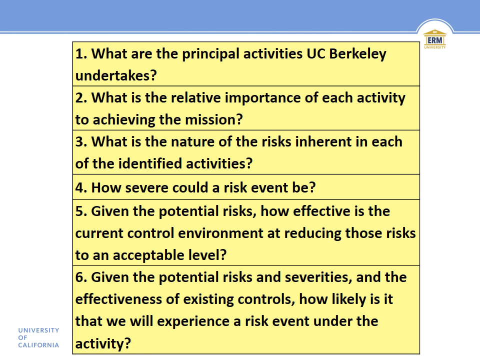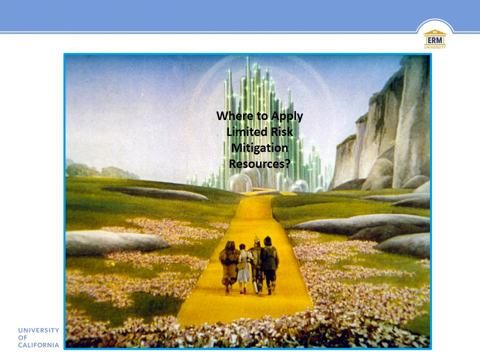So I asked 6 questions. And the 6 questions are effectively our map, our steps through the process. And if we go through these 6 questions, then we'll get to where we want to go. We'll get to the magical land of Oz, where to apply limited risk mitigation resources.